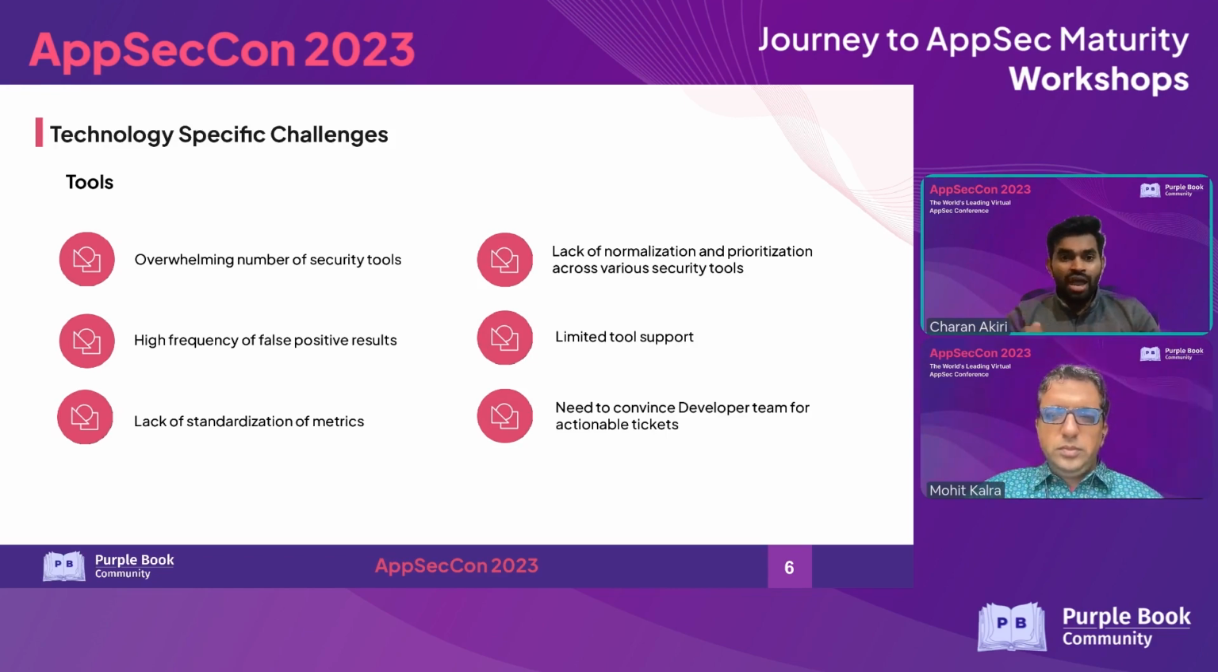And the last tool challenge is convincing the dev team to fix these actionable tickets, because a lot of the time the development team is already working on their own tickets, and asking them to work on these tickets again is another major challenge. That's where you need to improve your process, so that you can convince development teams and dev managers to fix these critical vulnerabilities.